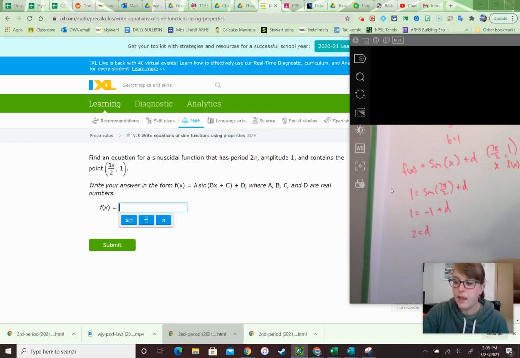Okay, so then you can plug in d, and that should give you the correct answer. We should get f of x is sine of x plus 2.